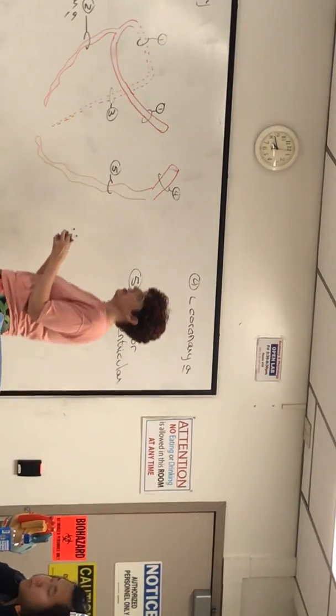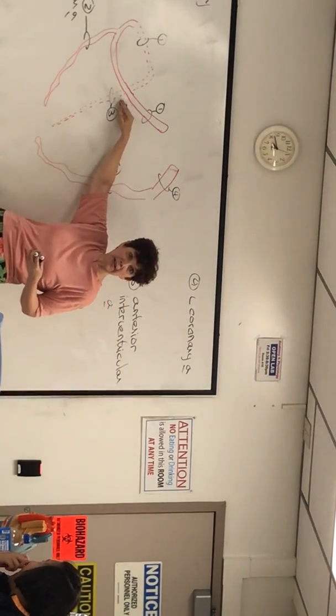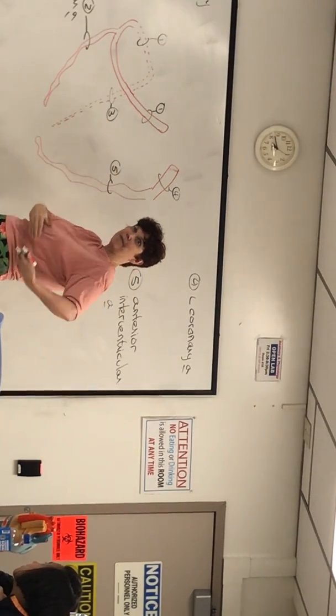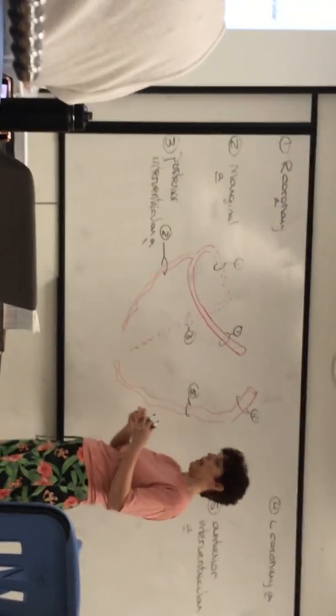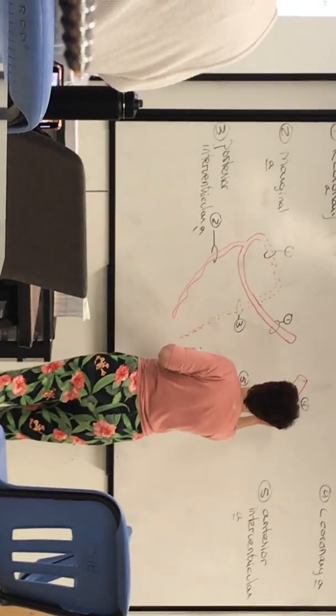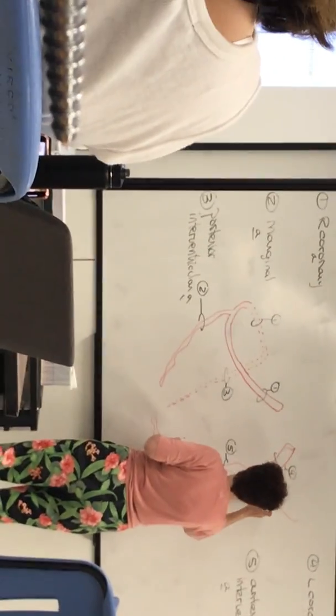Then the other branch actually does what the right coronary does. It forms the other side of the waistband belt that goes between the atria and the ventricle. So it's going to wrap around the left side of the heart.